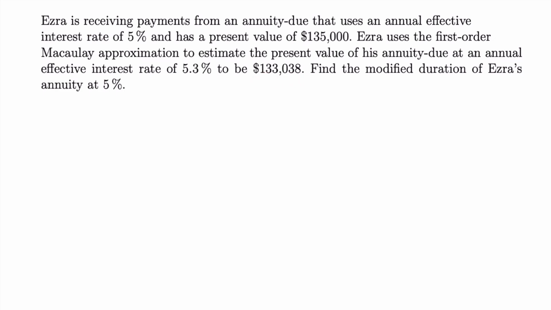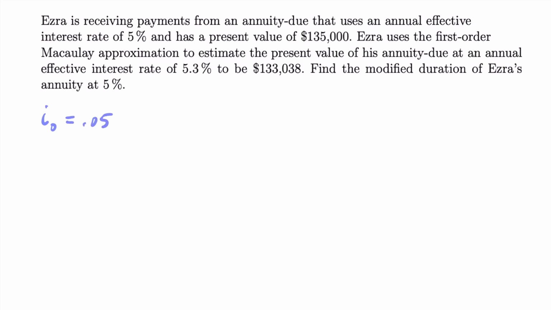In this case, we are going to be finding the modified duration of his annuity at a specific interest rate. And that interest rate also happens to be the original interest rate of Ezra's annuity due. All right, so let's write down all the information that we've been given here, and then we can discuss how we're going to calculate that modified duration. First off, we know that his original interest rate is 5%, so that's I naught. So I'll write I naught is equal to 0.05.